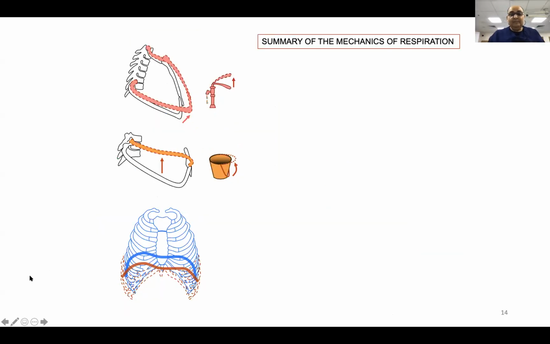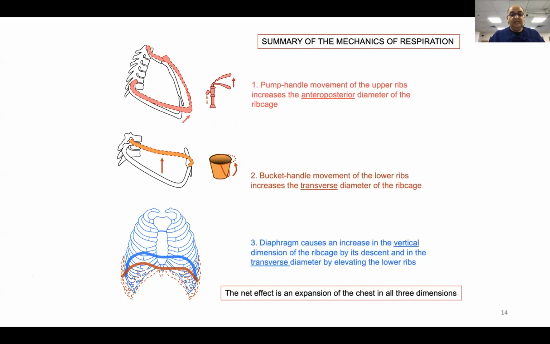So now let's summarize all this. Ribs number 2 to 6, pump handle, causing what? Increase in AP diameter. Ribs number 7 to 10, causing what? Increase in transverse diameter. And the diaphragm, increase in vertical diameter. So we achieve all these at three different levels. So once we have achieved that, now our lungs are ready to expand.